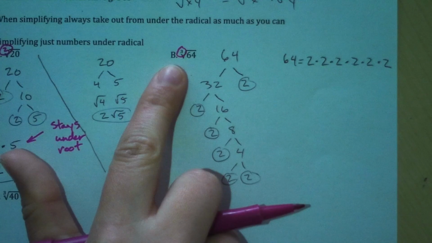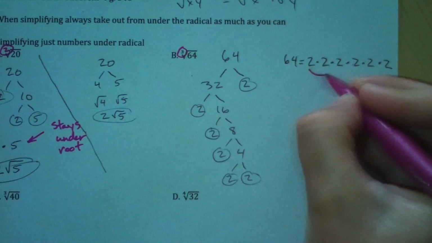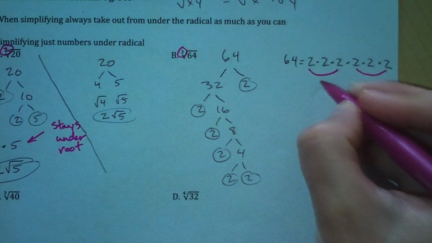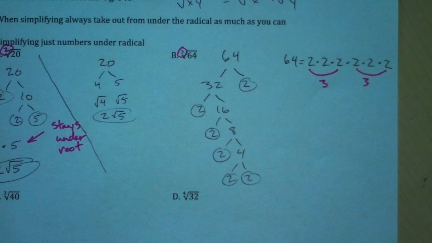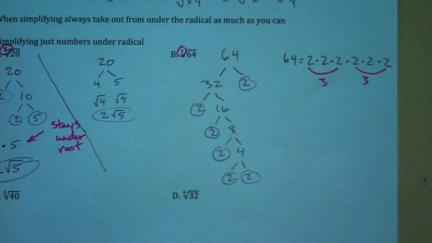And then there was nothing left over, so just the 4. Okay, try another one here. Let's jump down to C. So again, we got a cubed root there, and we got 40 that we're breaking down.